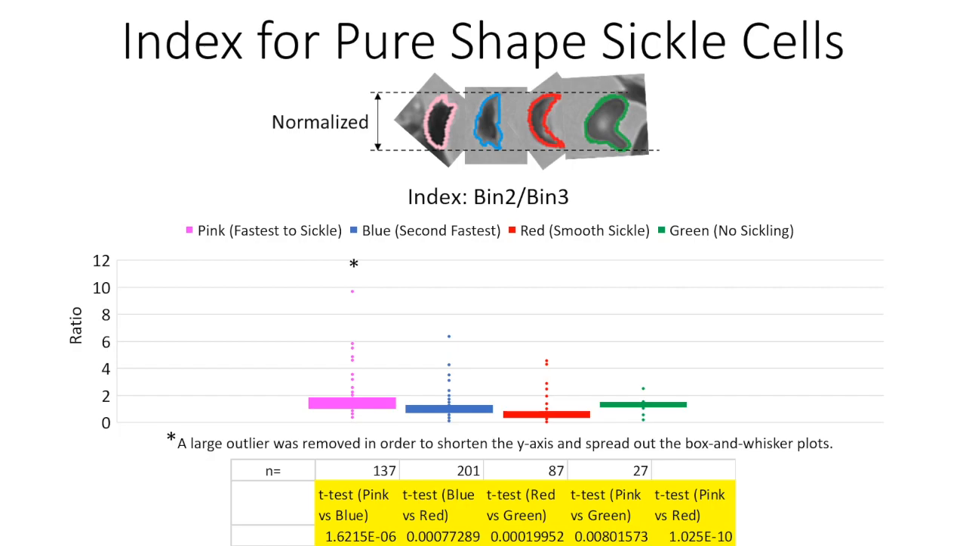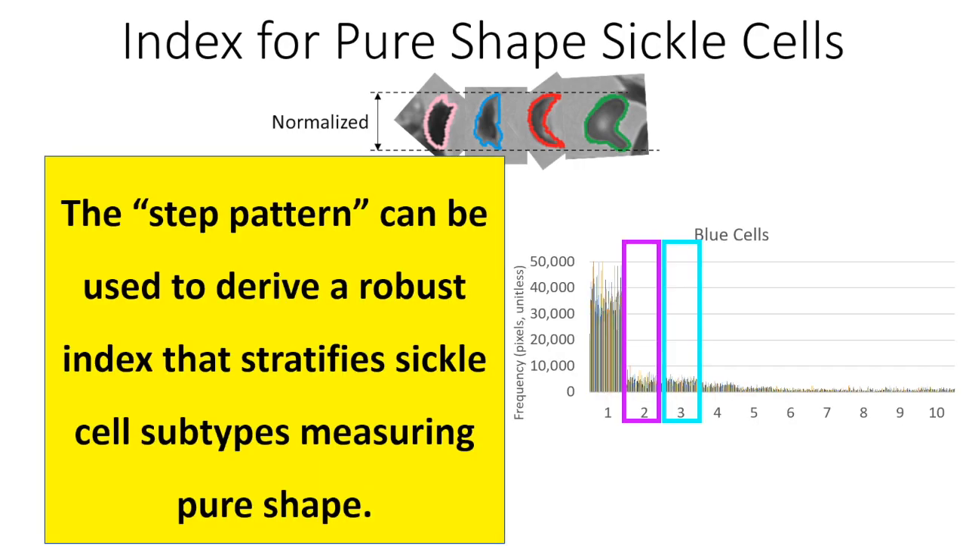The box plots shown here depict the ratio of bin 2 over bin 3 for all sickle cells within each of the 4 sickle cell shape subtypes. For the pink cells, a large Y outlier was removed from the box plot to shorten the Y-axis and spread out the box and whisker plots. T-tests on the ratio of bin 2 over bin 3 between all combinations of two sickle cell shape subtypes demonstrated a significant difference in this ratio between the shape subtypes. Therefore, the step pattern can be used to derive a robust index that stratifies sickle cell shape subtypes when measuring pure shape of sickle cells.